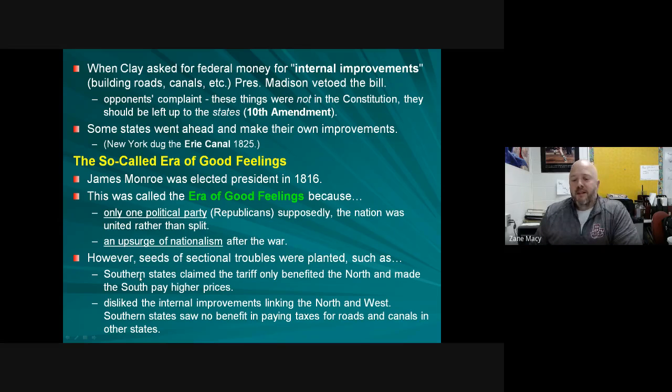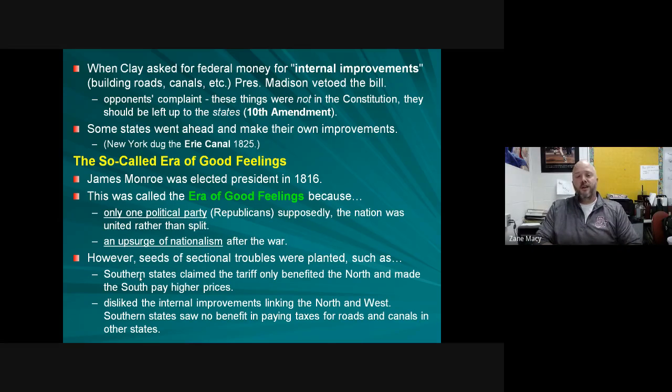Southern states claim that tariffs only benefited the North, where all the manufacturing and industry was, and it just made the South pay higher prices. They also disliked internal improvements that linked the North to the West. Raw materials in the West were being linked by roads and canals to the manufacturing centers in the North. The Southerners felt like they were being neglected.